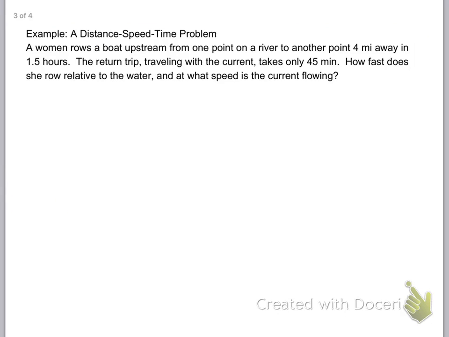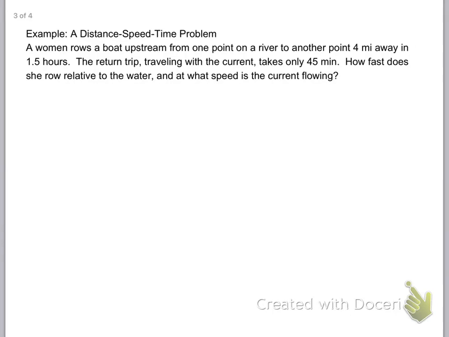Just know it. So, we affectionately will do one of these problems that you guys loved last year. A distance, speed, time problem. A woman rows a boat upstream from one point on the river to another point 4 miles away in 1.5 hours. The return trip, traveling with the current, takes only 45 minutes. How fast does she row the boat relative to the water, which means how fast can the boat go in still water, and how fast is the water?